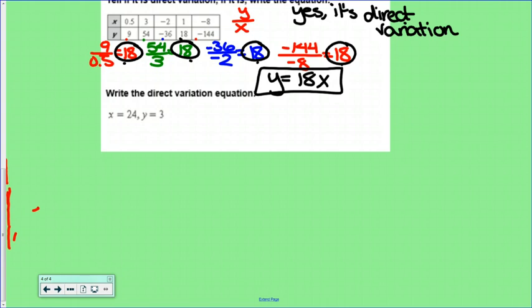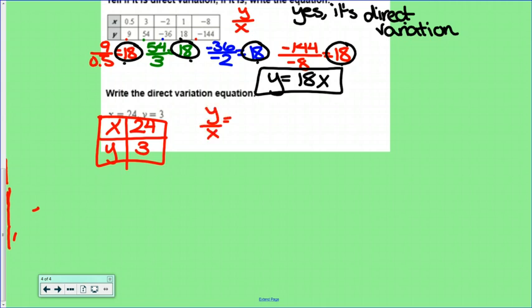Write the direct variation equation. It's just like a table. If I were to take these values and put them into a table like the one above, we would have 24 and 3. So to find our constant, we're going to do y over x, or in this case 3 over 24, which simplifies to 1/8. So our equation, y equals 1/8 x.